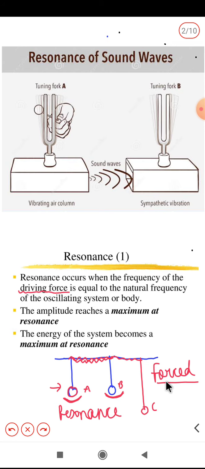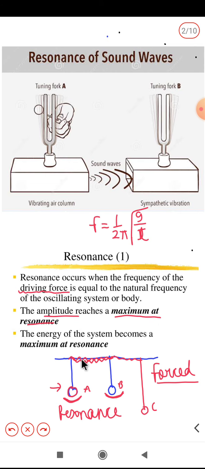Why? Because its natural frequency is different, because its length is different, and we know that in case of a simple pendulum, this is the formula for natural frequency, with L the length. So, if the length is different, the frequency will be different. So, in case of this pendulum, its natural frequency will be different. Only these two will have equal natural frequency. So, these two will perform resonance, and they will perform oscillation with a maximum amplitude.